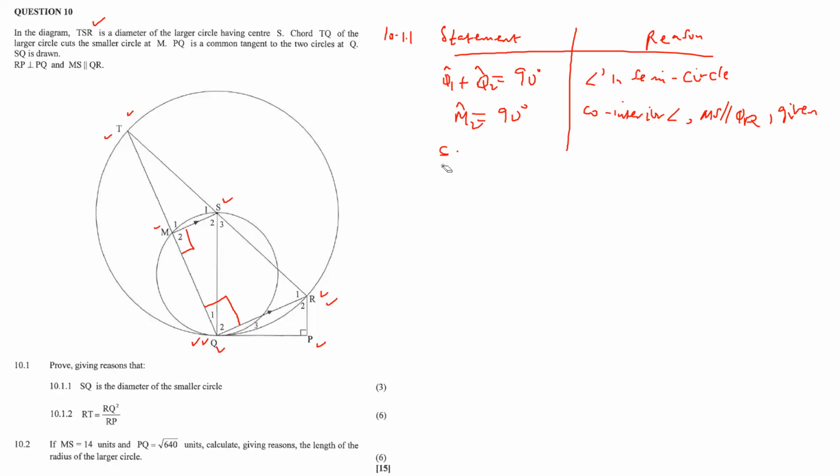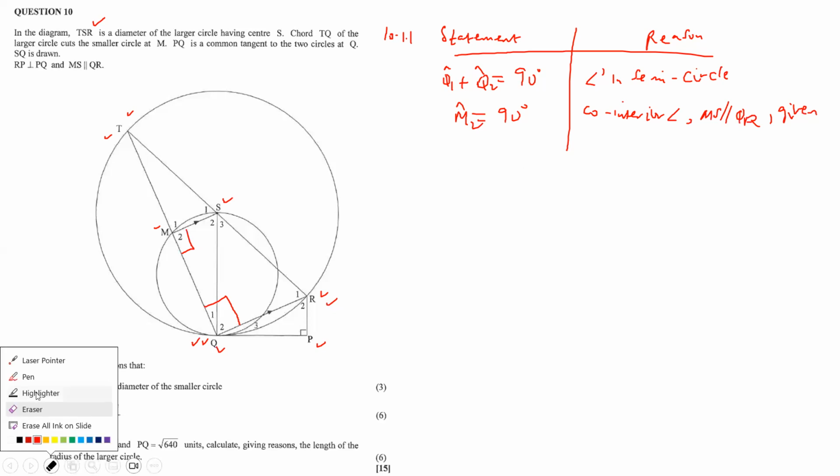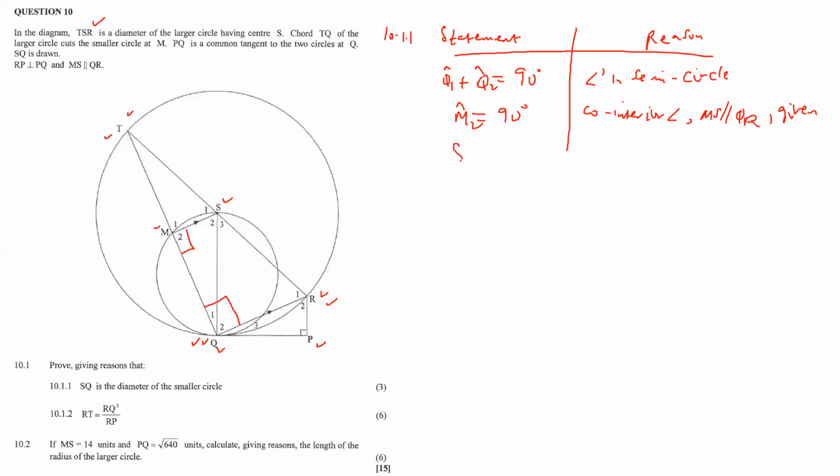I just erase this a little bit to clean up. You can write a bit clearer here. And therefore SQ is a diameter. Why would we say SQ is a diameter? Because of the converse of the angle in a semicircle result. So you have that converse there.